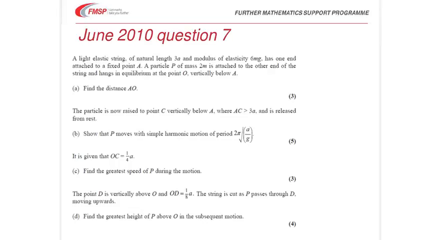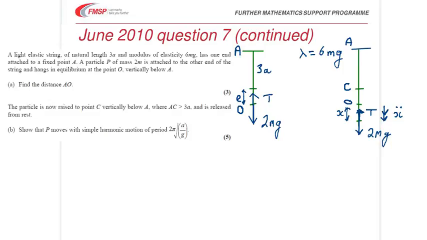So, it's a light elastic string, hanging vertically, and the first part involves finding the equilibrium position. O is where it's hanging at equilibrium. So I've drawn the diagrams. At equilibrium, T equals 2mg. So we've got 2mg equals lambda x over L, so 6mg, let's call the extension E, over natural length 3a.